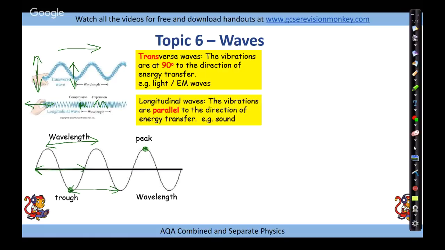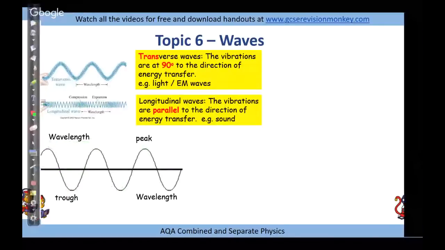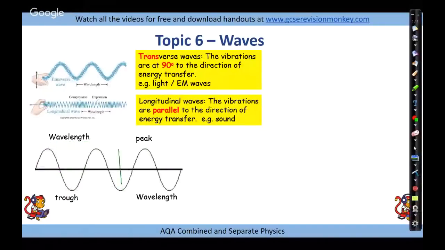wavelength. Okay, the other part on here is we have to know the amplitude. So the amplitude goes from the midpoint to the top, or the amplitude goes from the midpoint to the bottom. Now they love asking about that. Why? Because the most common mistake for that is to say that the amplitude is the height of the wave. The amplitude is not the height of the wave. No. It's just half the height of the wave.